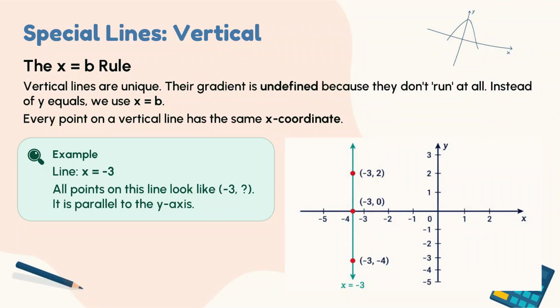Vertical lines do not have a normal gradient. Their gradient is undefined because there is no run across the x-axis.